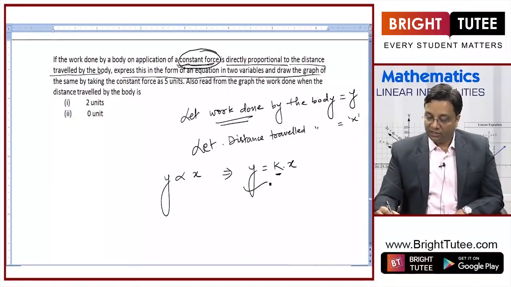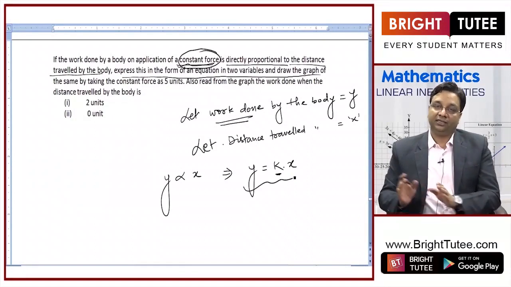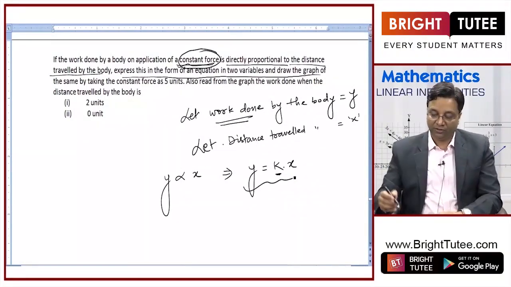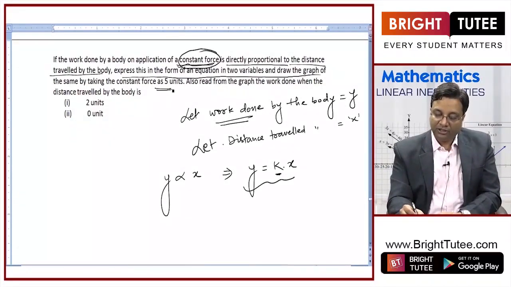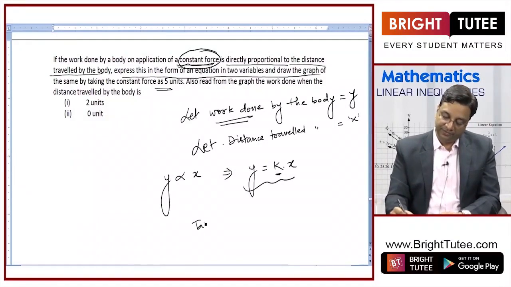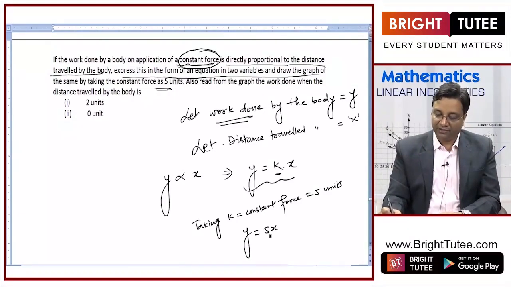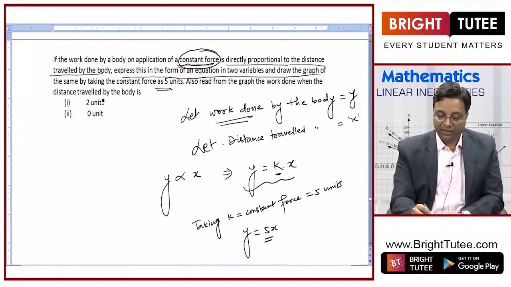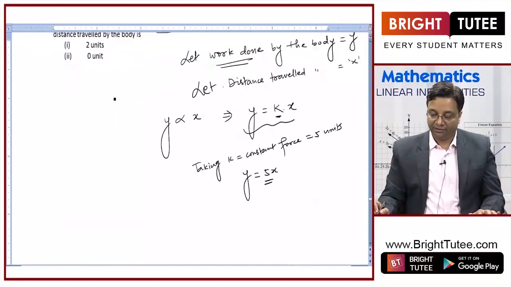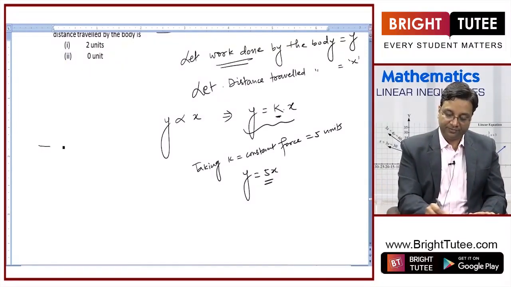So this is the representation in terms of a linear equation in 2 variables. Now if I take constant force k as 5 units, the equation will be y equal to 5x. Now I need to draw the graph for y equal to 5x.